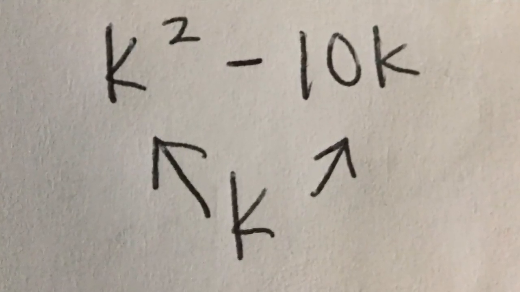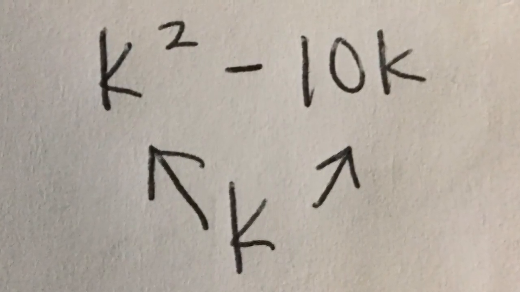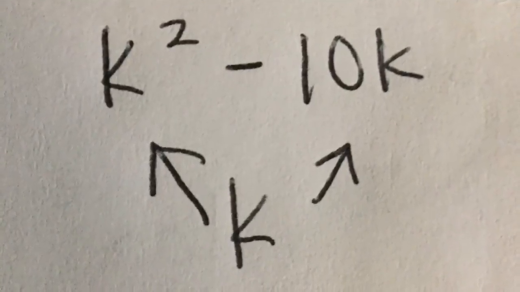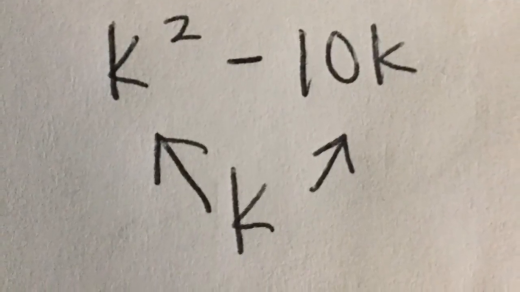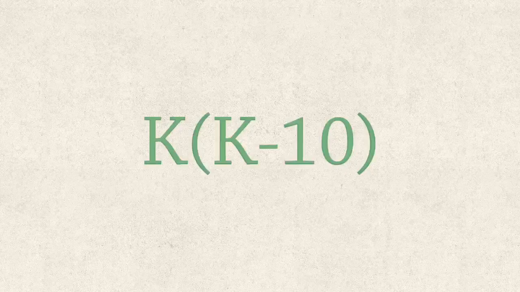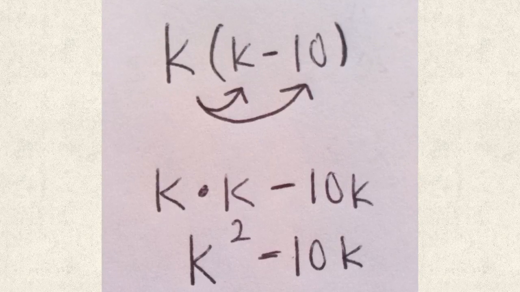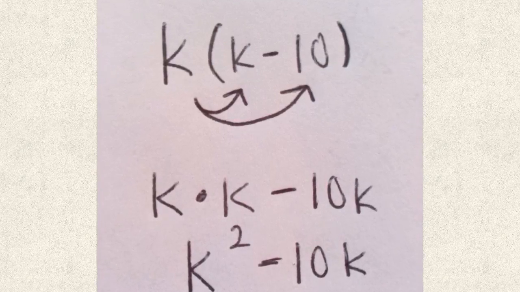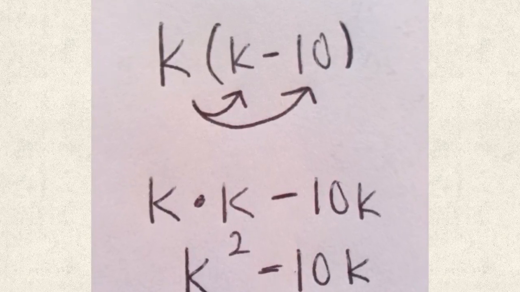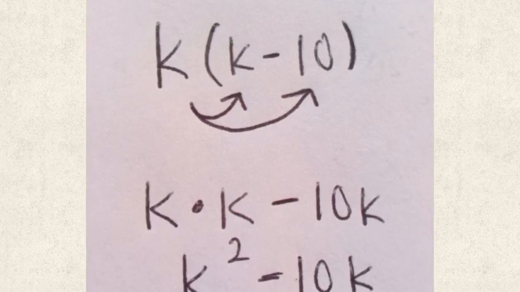This is a kind of equation that you would use basic factoring with. K is in both k squared and negative 10k. You would put k on the outside of the parentheses because k is in both k squared and 10k. To check yourself, you would multiply the expression back out. So you would multiply k times k and k times negative 10. If it matches the original expression, then you have it right.